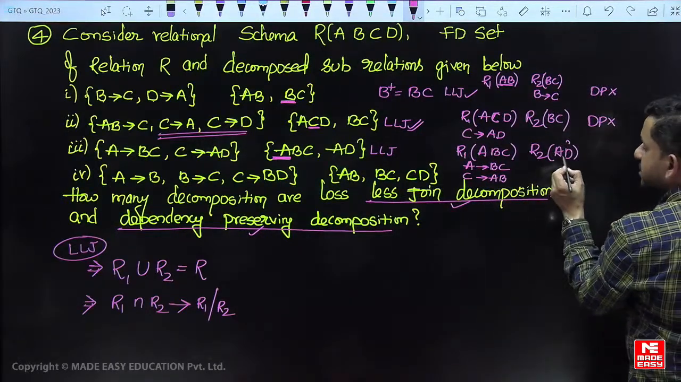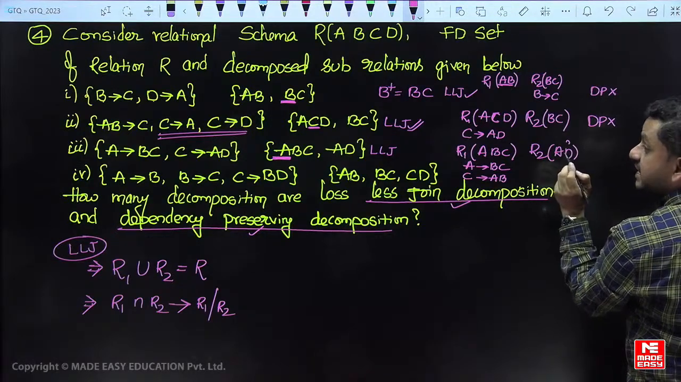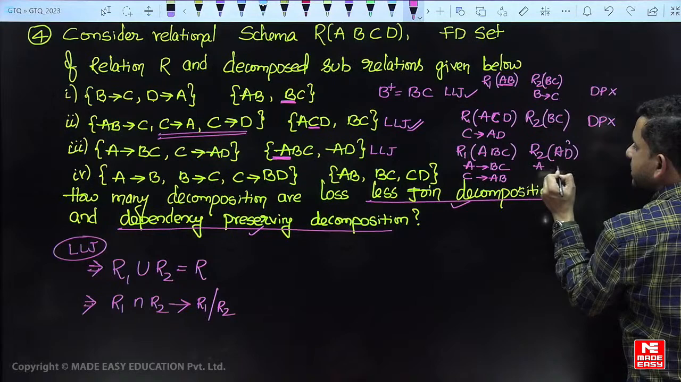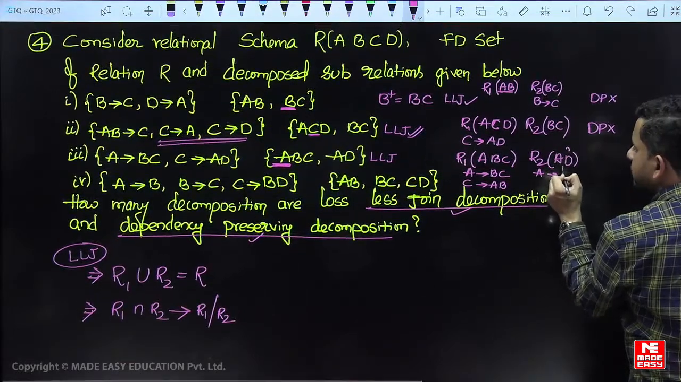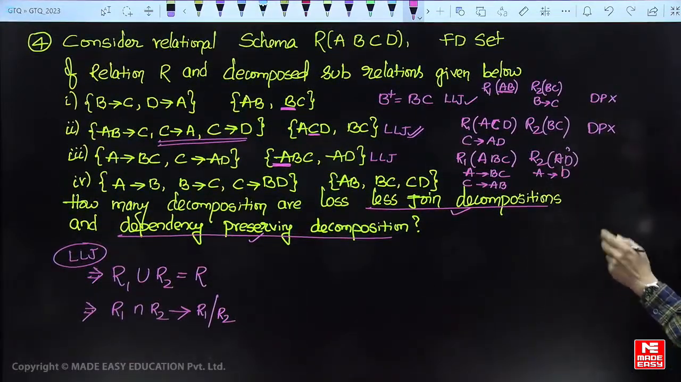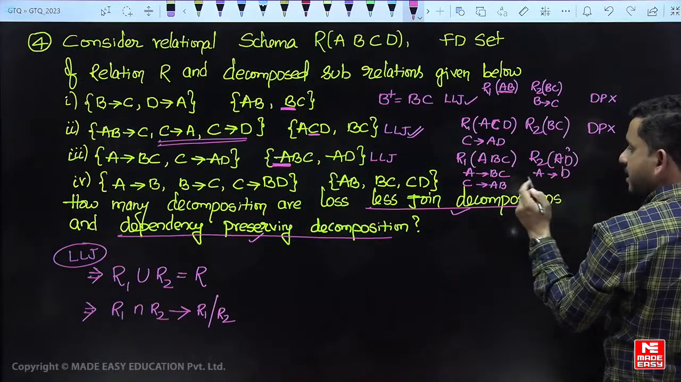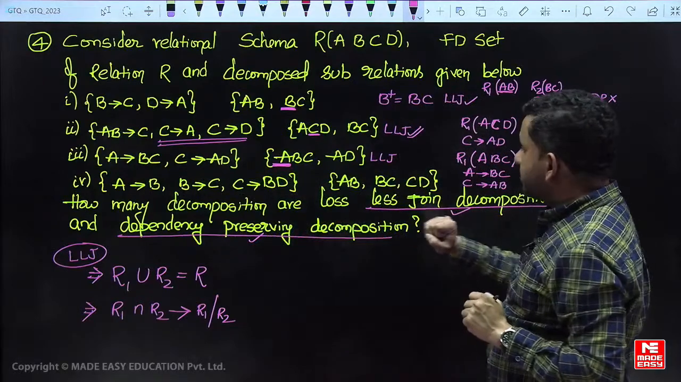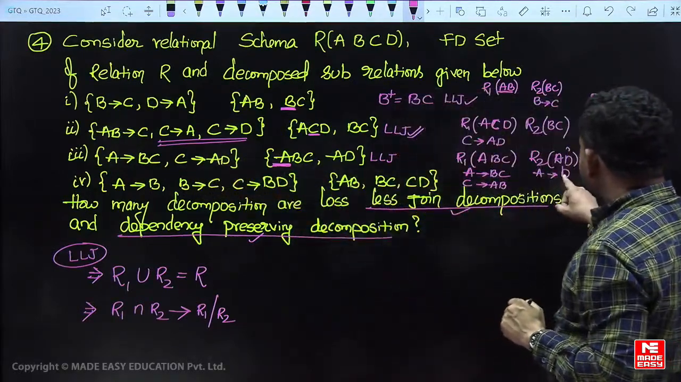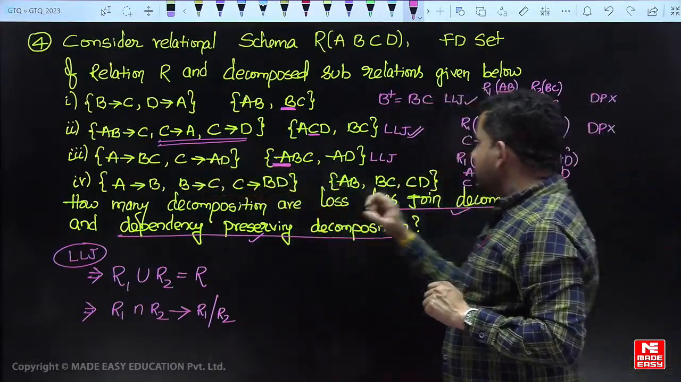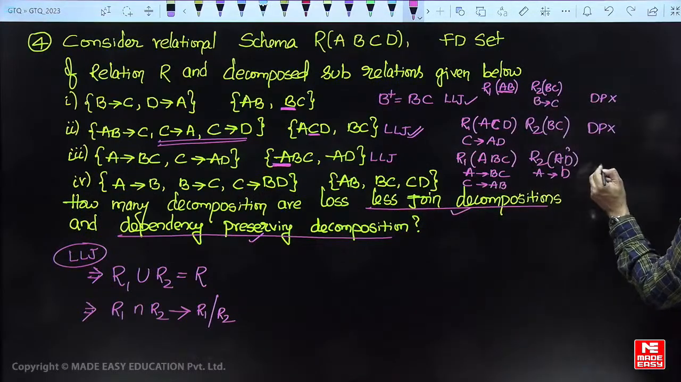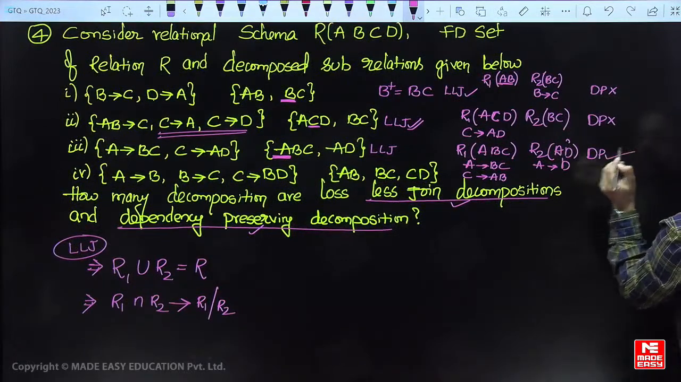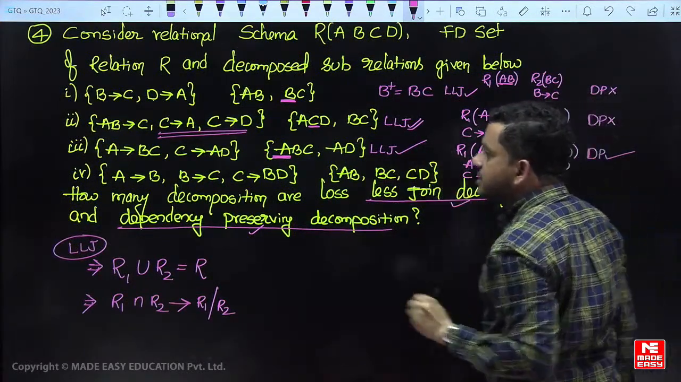And in the second subrelation, A determines D. A determines C and C determines D, so A determines D also. If you take the D closure, D does not determine A. So these are the FDs. If you observe, A determines BC is preserved and C determines A is also preserved. It is lossless join as well as dependency preserving.